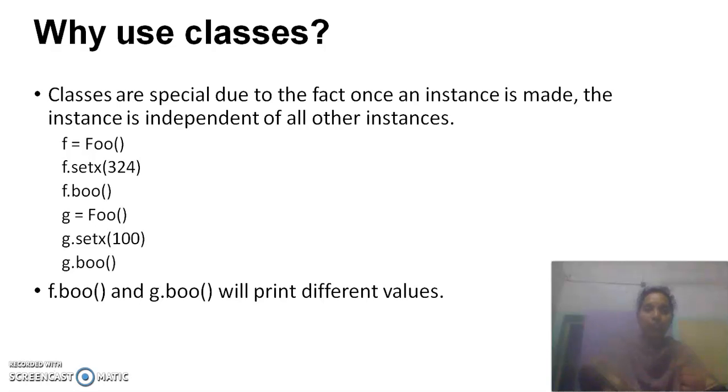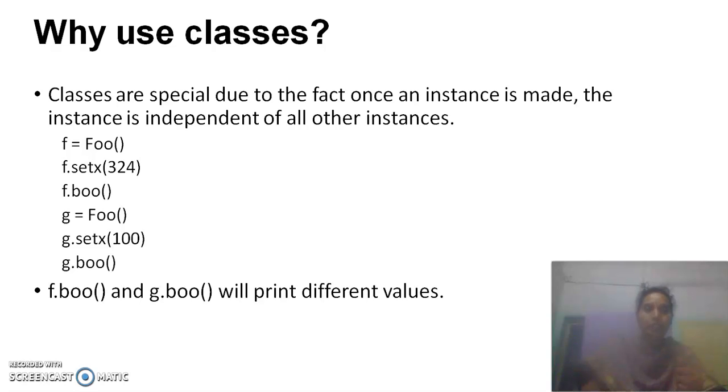Then why do we need to use classes? Classes are special because once an instance is made, the instance is independent of other instances. For example, for a class foo, we are creating two instances, f and g. Both are using the same variable x as the parameter. Even though both are the same, they carry different values because they are using different memory locations.